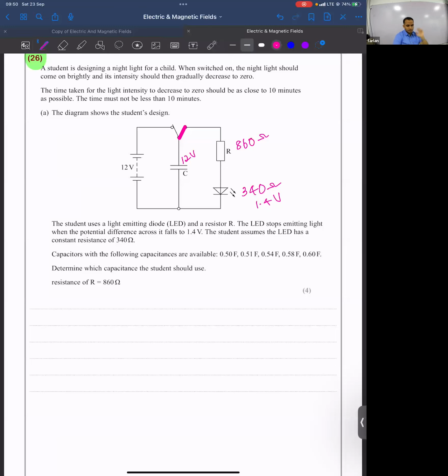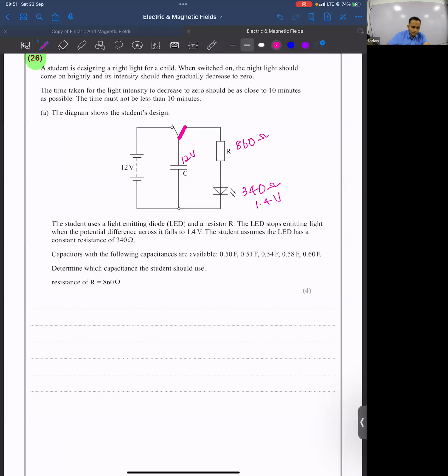Here they have given the specification of the LED. That means it needs a minimum of 1.4 volts to give light out. The question says the LED stops emitting light when the potential difference across it falls to 1.4 volts. Listen. So guys, when the LED's voltage comes down to 1.4 volts, that is the end of this circuit. The LED will stop emitting light. So we have to find a capacitor which will bring the voltage across the LED down to 1.4 volts in around 10 minutes. Understood?